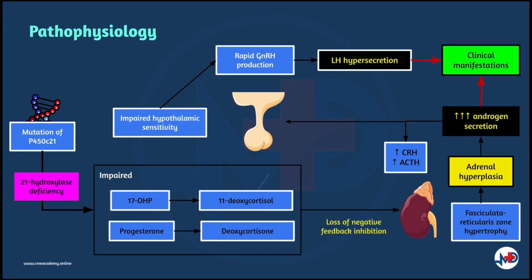So first of all, there would be a mutation in the P450C21 gene, which in turn decreases its activity, impairing the conversions of 17-hydroxyprogesterone to 11-deoxycortisol and progesterone to deoxycorticosterone. As a result, this will impair the biosynthesis of cortisol, leading to the loss of cortisol-negative feedback inhibition, causing increased secretion of hypothalamic corticotropin-releasing hormone and pituitary adrenocorticotropic hormone.